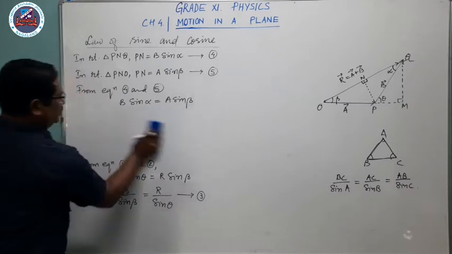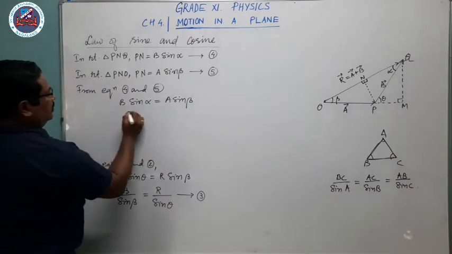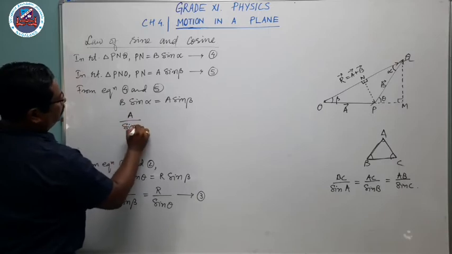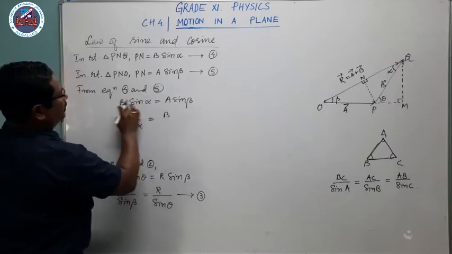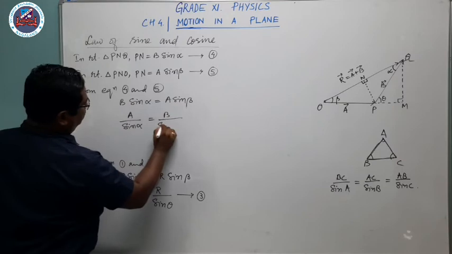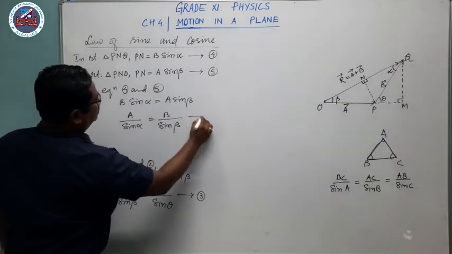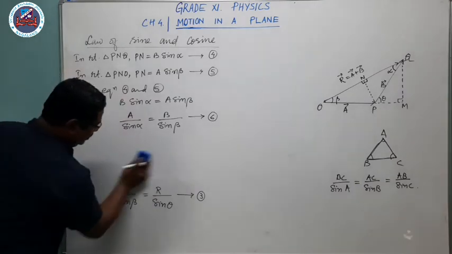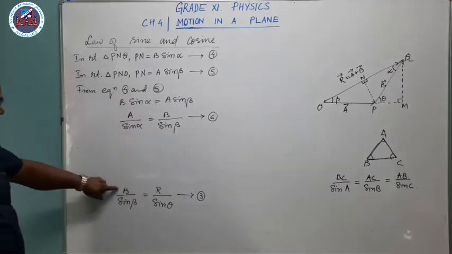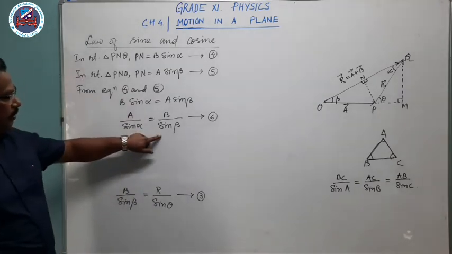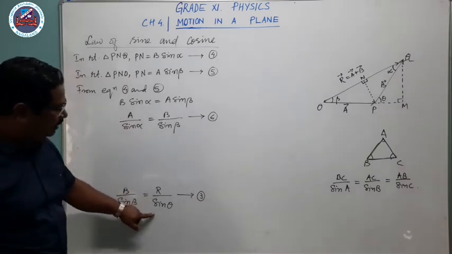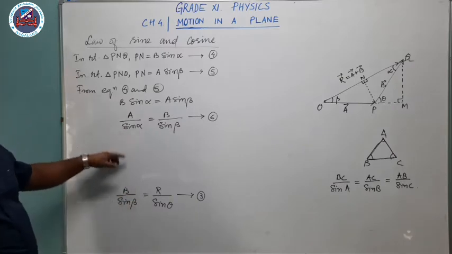This one you can write as A by sine alpha is equal to B by sine beta. So you can make it equation number 6. Now you look here, B by sine beta is common here. Both are equal: one is A by sine alpha and one is equal to R by sine theta. So all the three are equal.